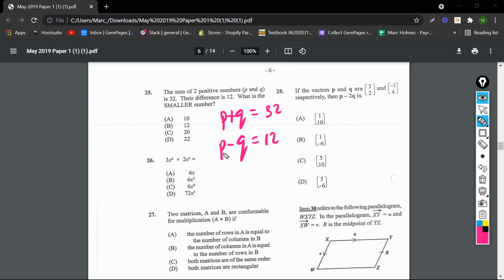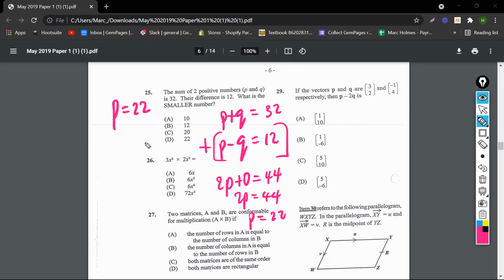All we have to do to solve this, guys, is a simultaneous equation, but it's easy to solve anyway. How would I solve it? I would add the top to the bottom. If I add the top to the bottom, I'm going to get 2P. Q minus Q is just going to be 0, is equal to 32 plus 12. That's going to be 44. So 2P is equal to 44. That means P is equal to 22. So if P is 22, guys, right?